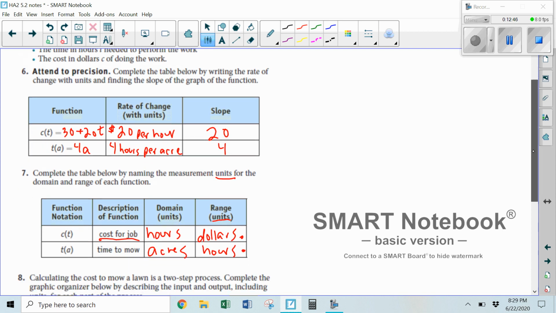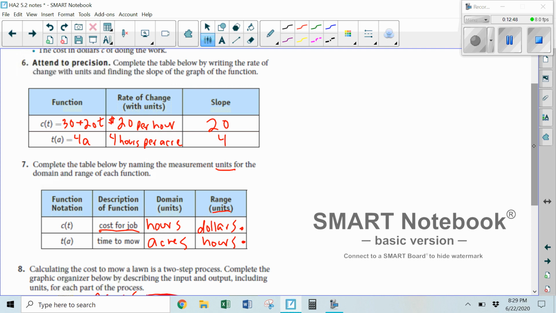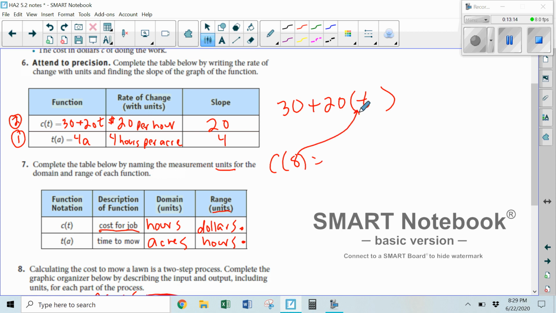I'm looking at number 6 here where we have both of our functions. Remember, this function comes first. First, I need to know how many acres, and then that'll tell me the time. Once I know the time, then I can do this one. So imagine I had 30 plus 20t. Now, if I told you find C of 8, you would plug 8 in there. If I said find C of 10, you would plug 10 in there. That part you could do for any number of hours.